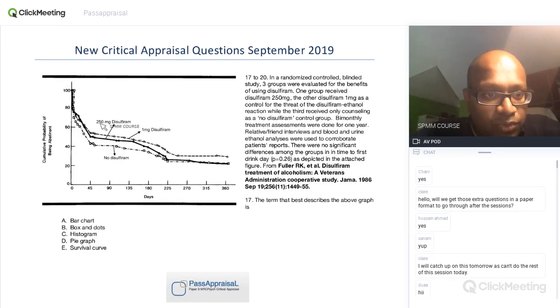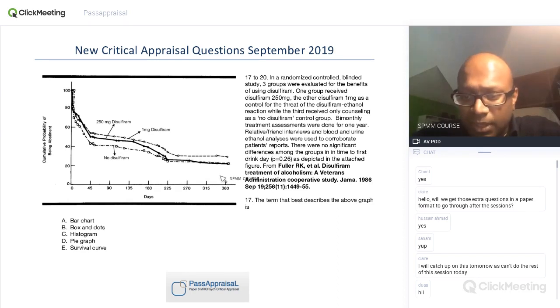So let's look at the 250 milligram graph. Which graph do we have to look at? The dark black line, that's the 250 milligram graph. And we have to look at 6 months. How many days is 6 months? 180 days. So just look at 180 days and see where it touches. It touches around 40, okay? So I'm going to say 40% is the chance of you being abstinent after you start using 250 milligrams of disulfiram when you are an alcoholic person.